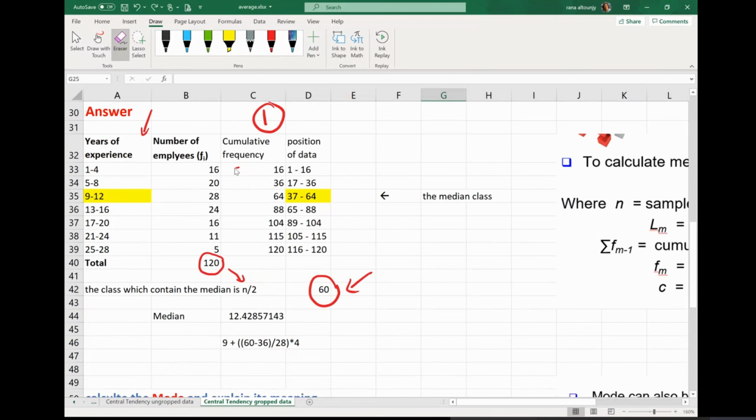So let me calculate the cumulative frequency for you, just in case you forget how you can calculate. The first cumulative frequency for the first category is the same. Second category is the previous cumulative frequency plus the frequency of this category. Then you continue. So first step to calculate the median of the grouped data is to calculate the cumulative frequency of this data.